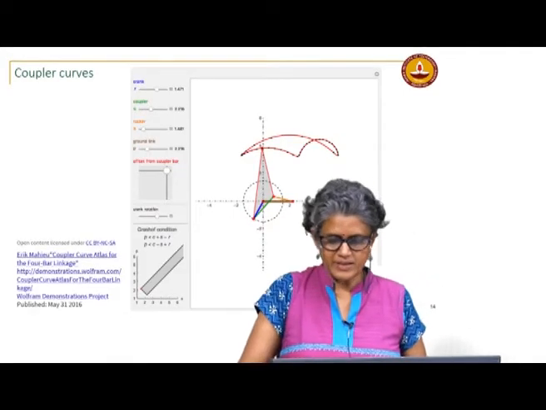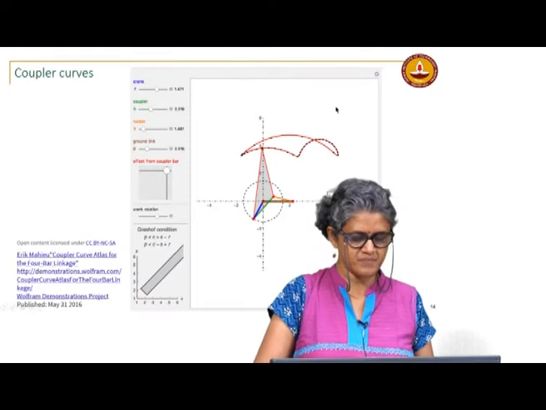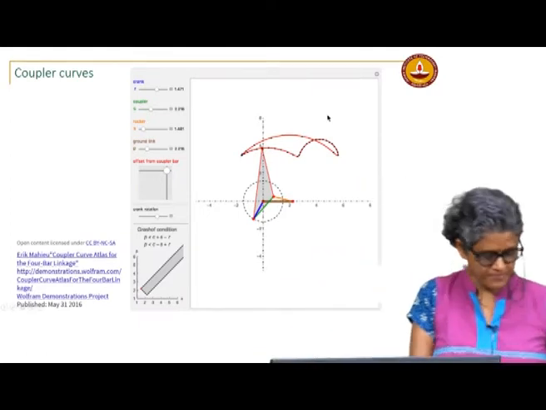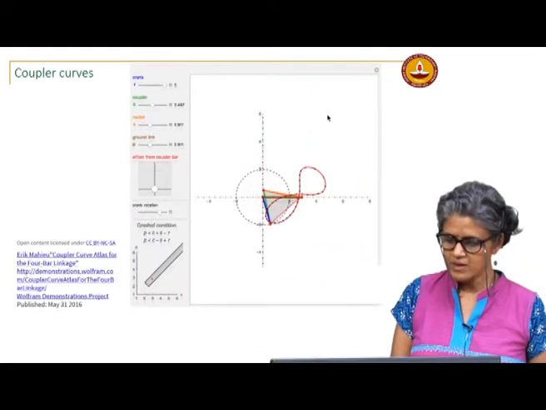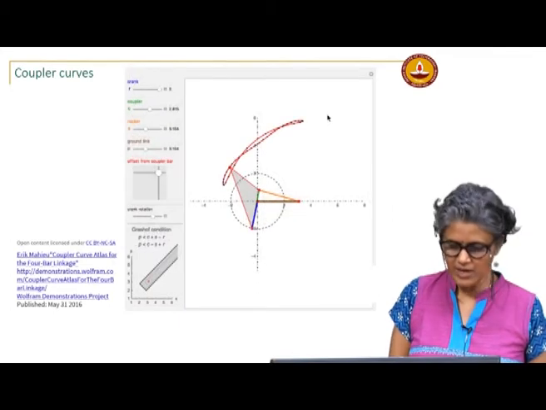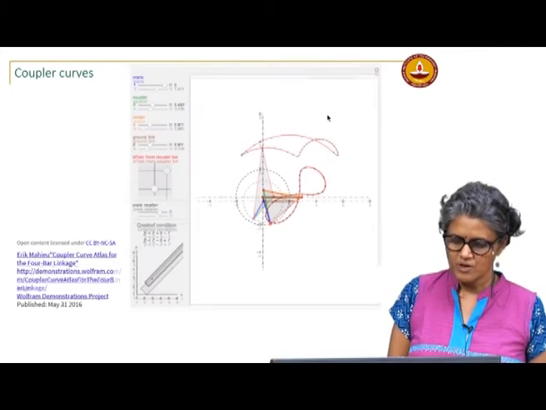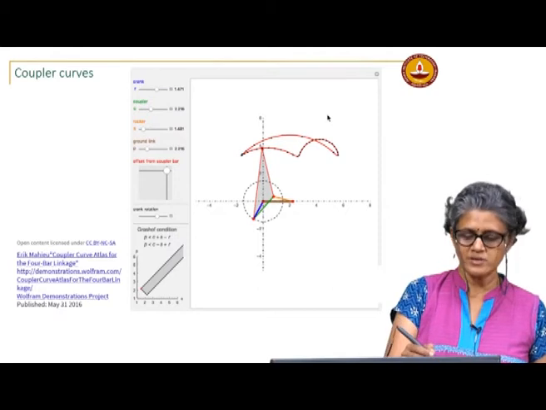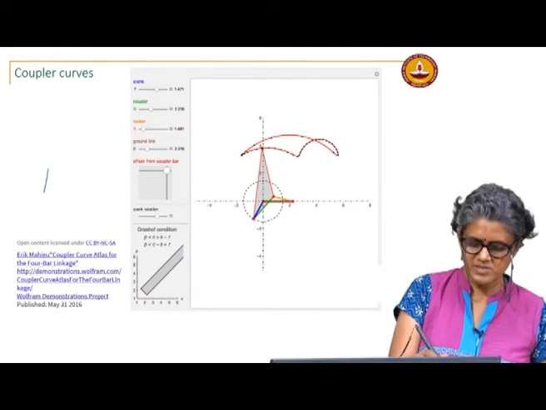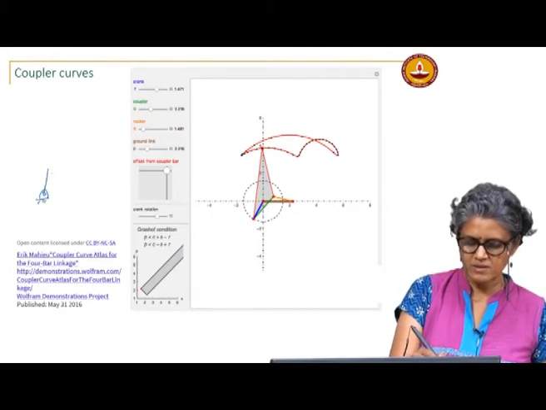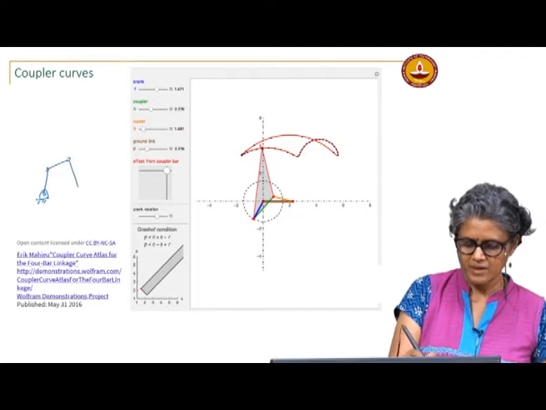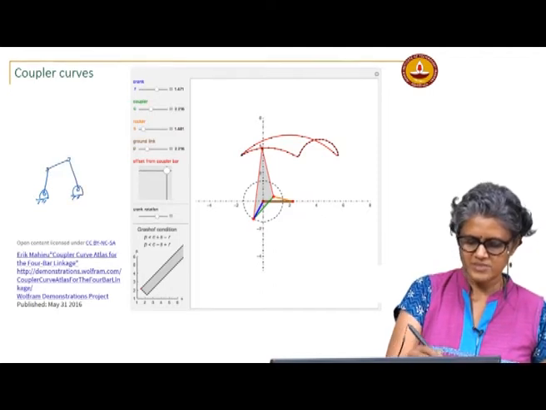We have been looking at coupler curves. So, if you look at the 4 bar and you try to write the equation of the coordinates of a coupler point, you will find that it is a 6th order equation.